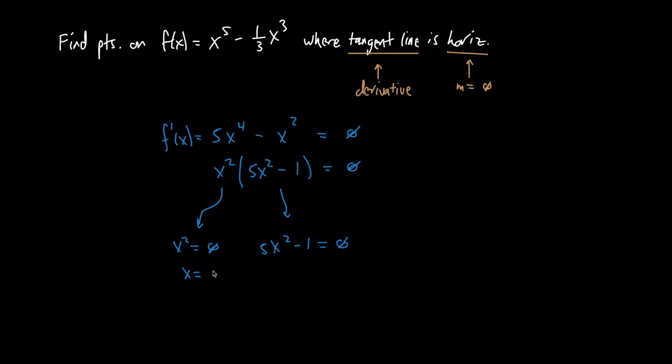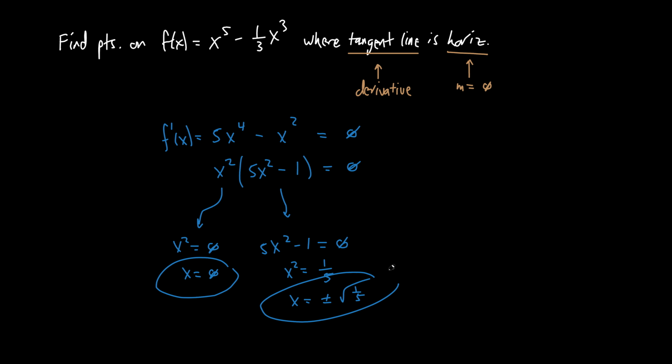x squared being equal to 0 means x is equal to 0. 5x squared minus 1 being equal to 0 means that x squared is equal to 1/5. So you add the 1, divide by 5, and this leaves me with x is plus or minus root 1/5. Therefore, these are the points where my function f of x would have tangent lines that are horizontal.